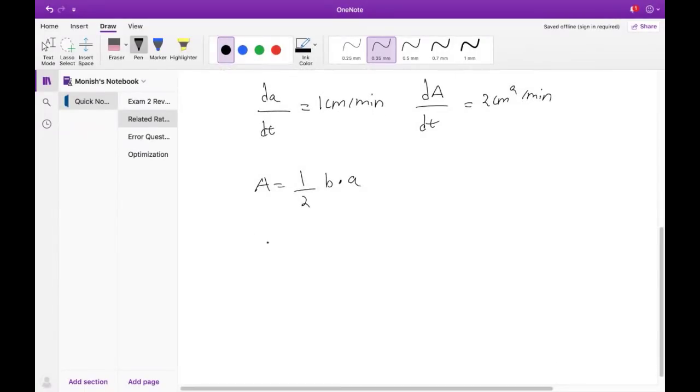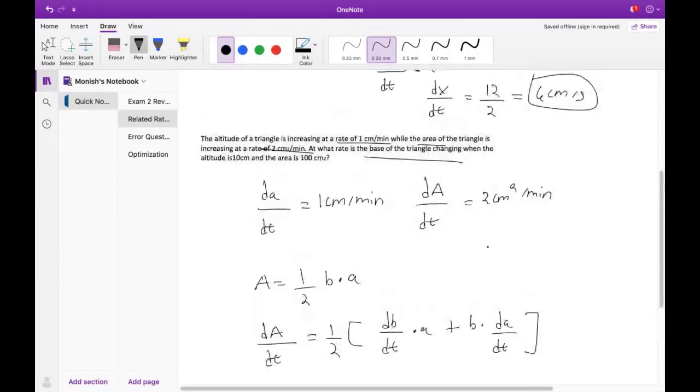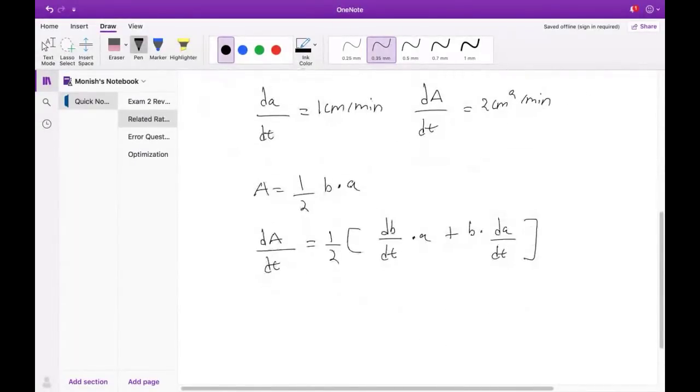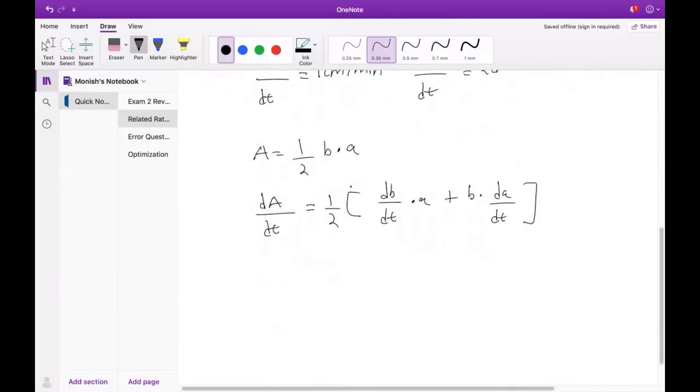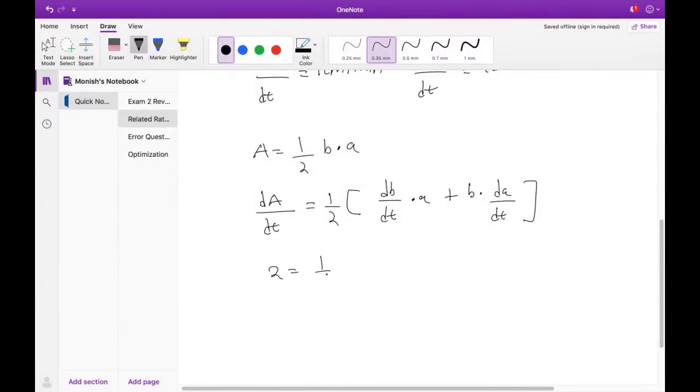And then I'll take the derivative of both sides with respect to t. So dA over dt equals 1/2, and then I'm going to apply the chain rule with b and a. So I'll have dB, which is the base, over dt times a plus b times da over dt. Okay, and then it gave you specific conditions. So we know that dA over dt is 2, so we can plug in 2, 1/2, and then we're solving for dB over dt.